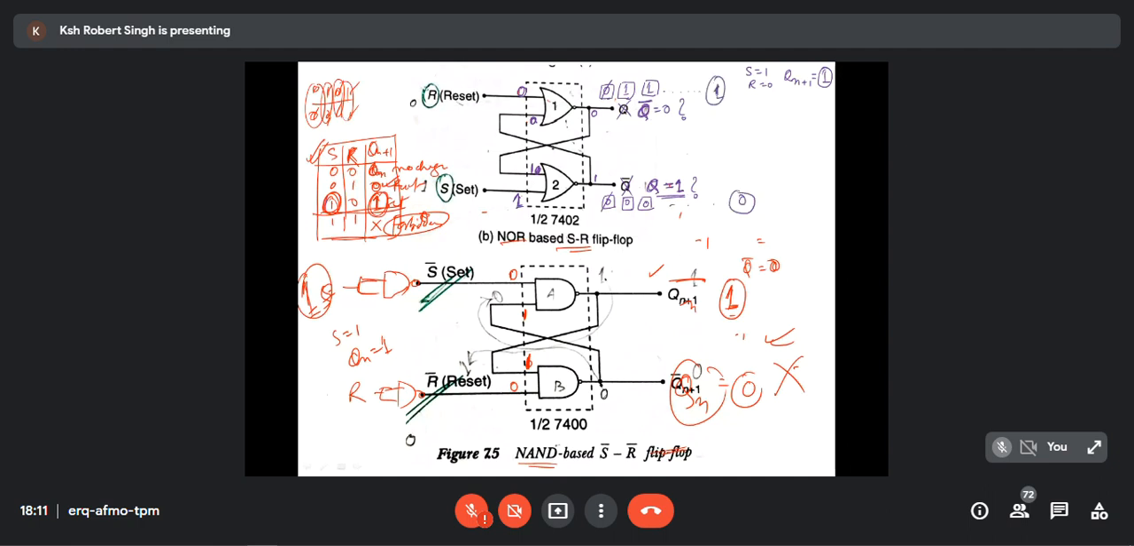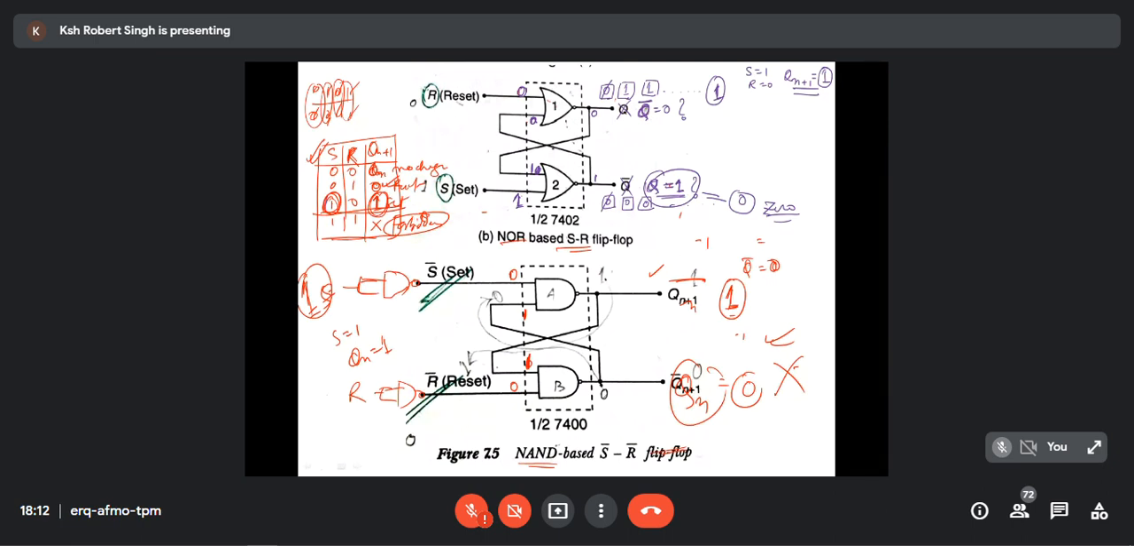But the truth table says my Qn should be 1. My Qn should be 1. But instead you are getting 0. Because you changed the terminal name. Can you understand? Yes, sir. So don't change the terminal name. This silly mistake will make you a big mistake.